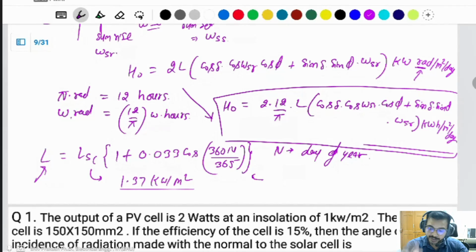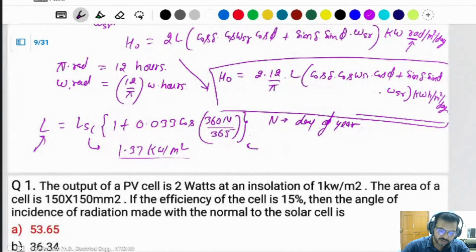Then after it will be depending on all the angles: the longitude angle and zenith angle, altitude angle and sunset or sunrise angle, and declination angle.